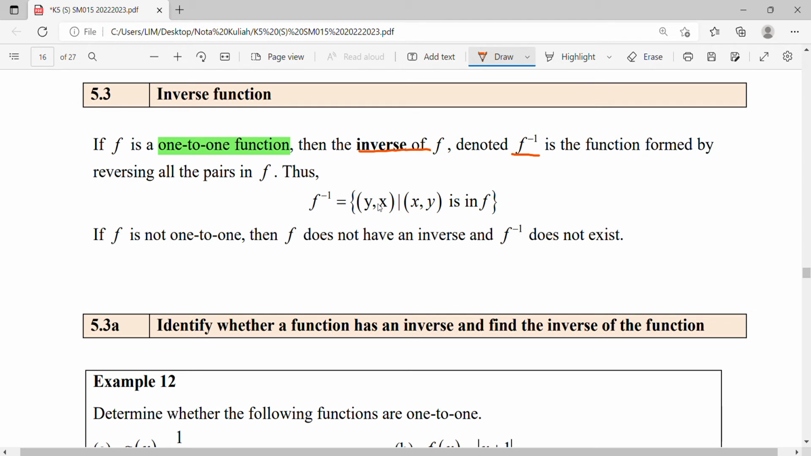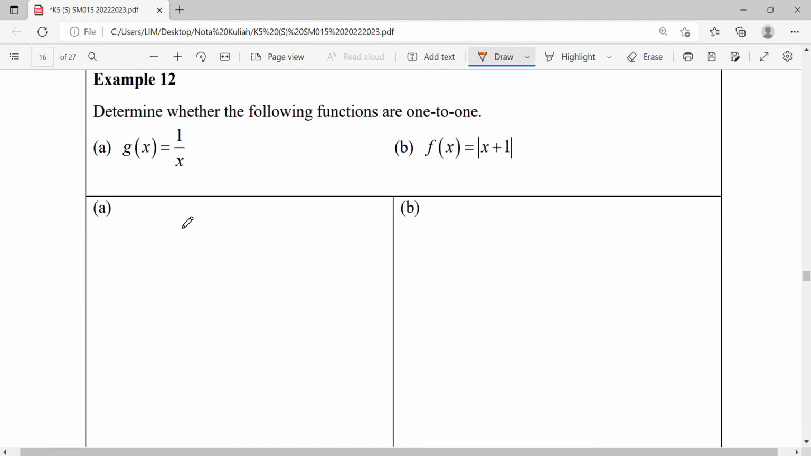So if we express it in an arrow diagram, this is your domain, and this is your range. When you have a function, it will be f. When you inverse it, it will go back, so it will inverse all the pairs of f back to the function. If the function is not one-to-one, it automatically will not have any inverse, so its f inverse does not exist.